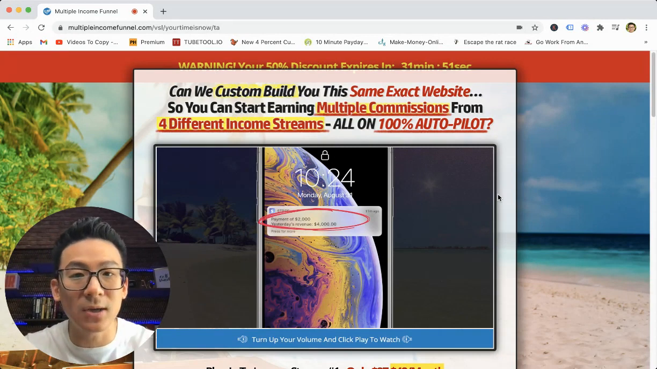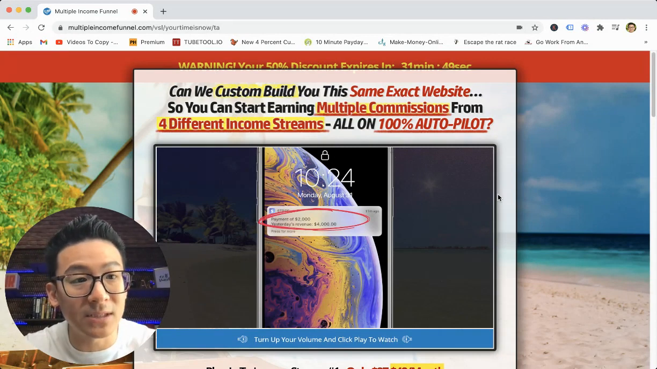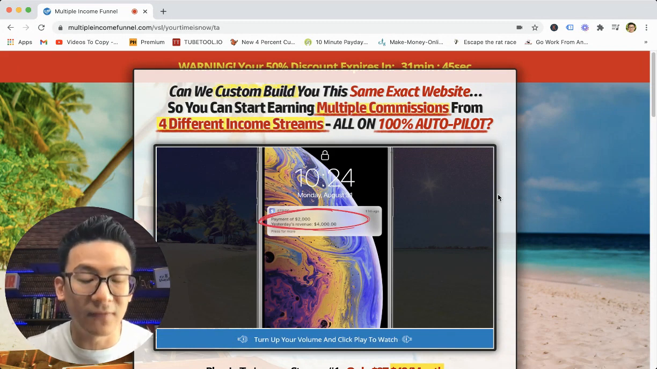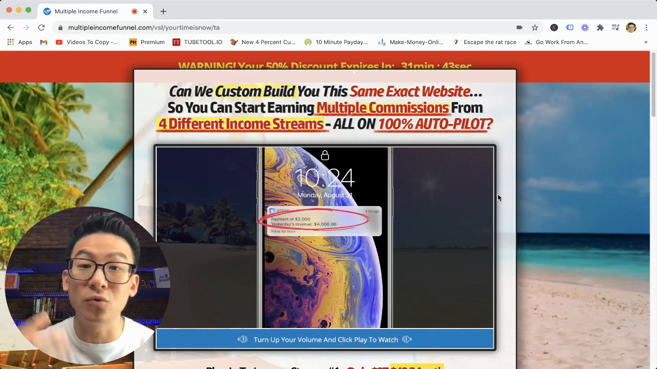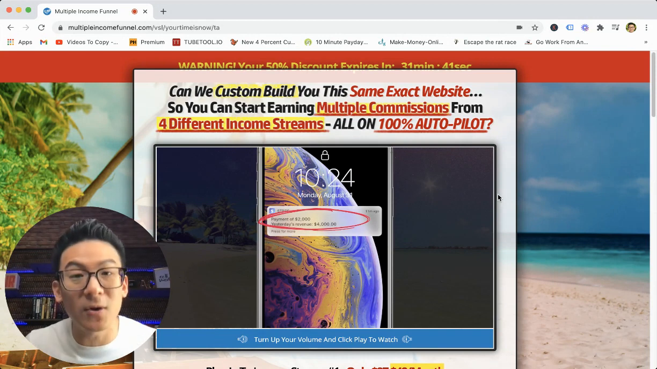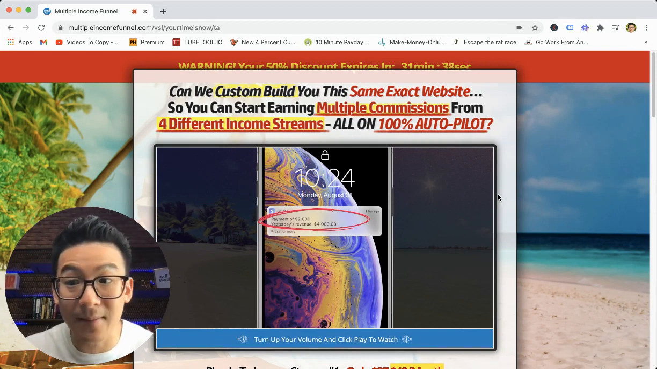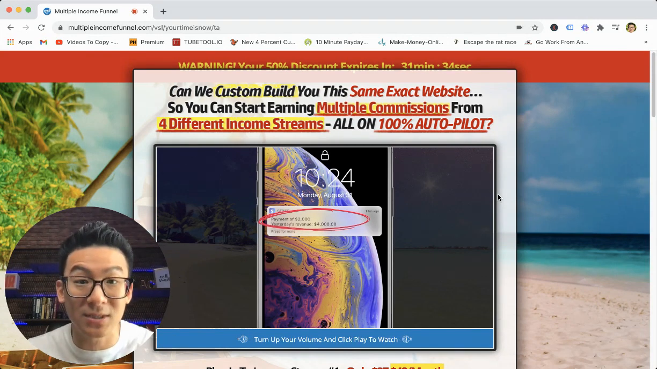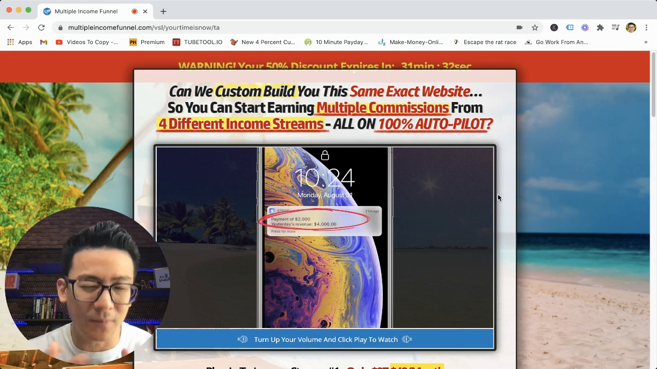So that's my 2 cents on Mac Mill's multiple income funnel. I don't think that this is the way to make a lot of money in affiliate marketing. It's not going to teach you real marketing. You're going to be on crutches the entire time, and it's very, very difficult to profit with something like this, even though it looks like it's something that you can make money from. I hope that makes sense, okay?